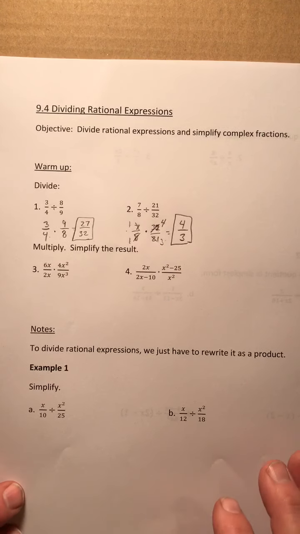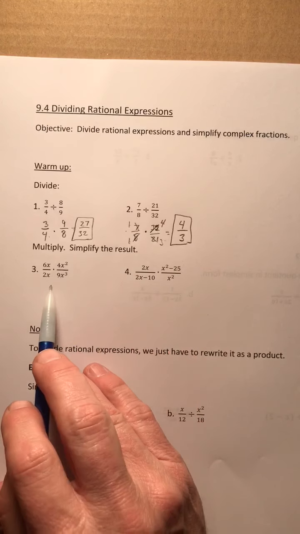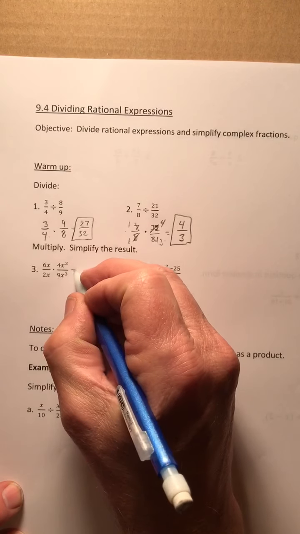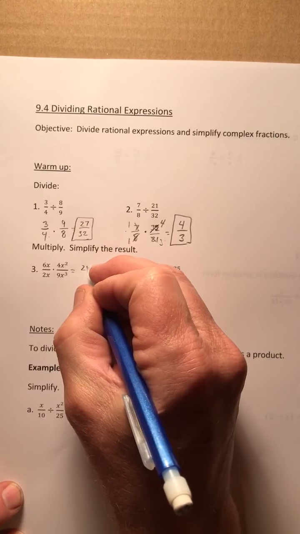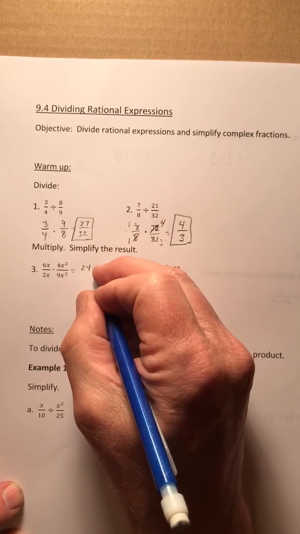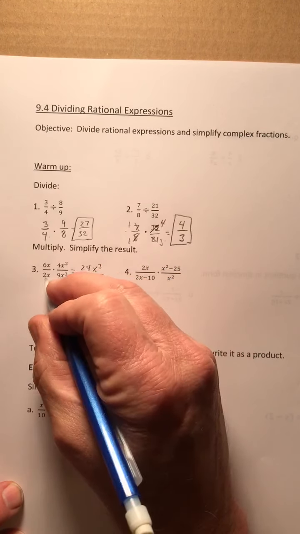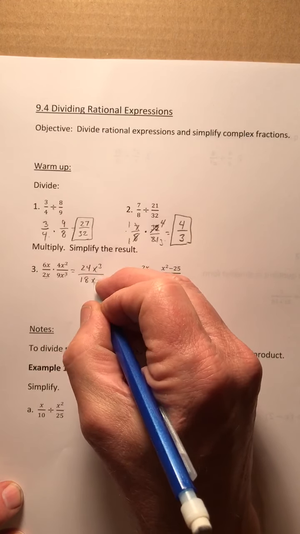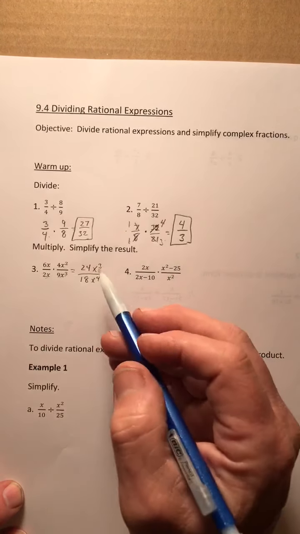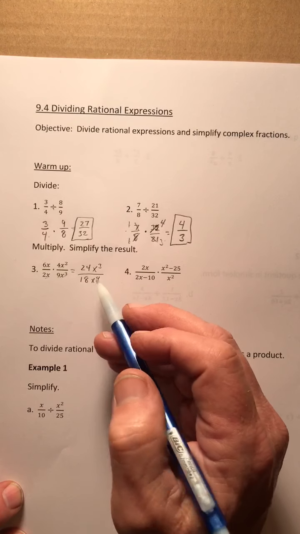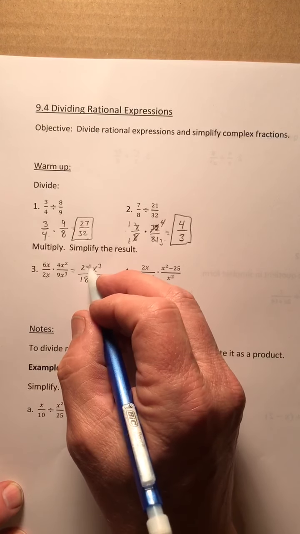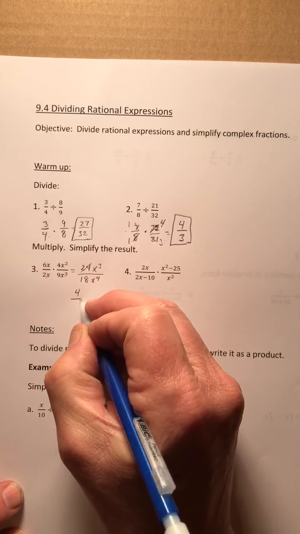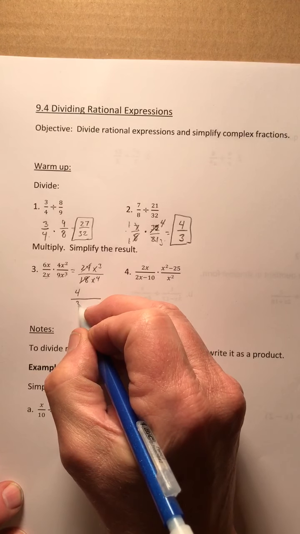All right. Let's see, this is like your homework from yesterday. So again, what we can do is we can multiply across and then reduce. So 6 times 4 gives us 24. x times x squared gives us x cubed. 2 times 9 is 18. x times x cubed is x to the 4th power. All right. So let's see, 24 and 18, they're both divisible by 6. So divide this by 6, and it becomes a 4. Divide this by 6, and it becomes a 3.